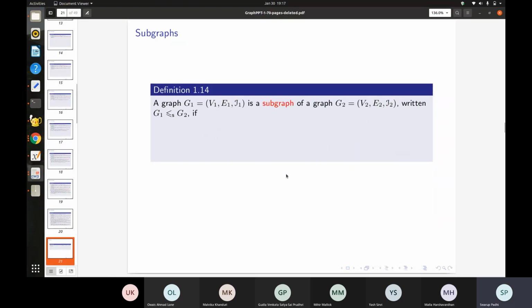Now let us see another concept, that is subgraphs. A subgraph is a graph which, as the term suggests, is a smaller version of the original graph.